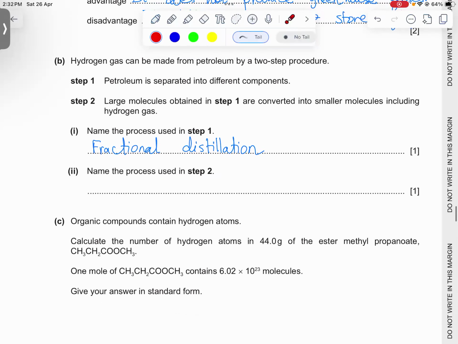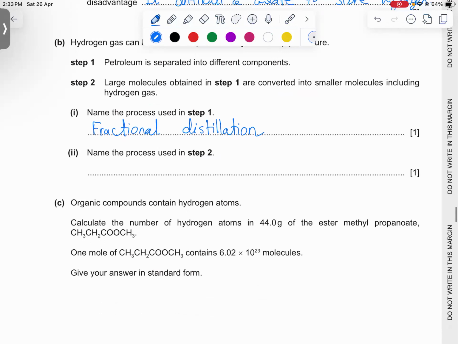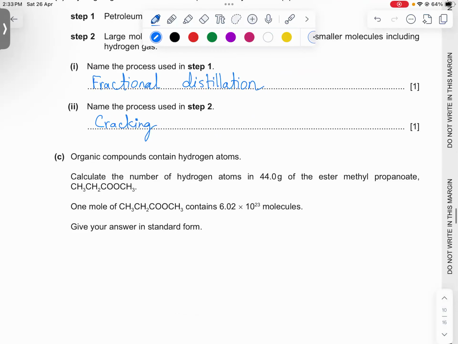Next question, name the process used in step 2. Large molecules obtained in step 1 are converted into smaller molecules, including hydrogen gas. So they are breaking large molecules into smaller molecules and hydrogen. That was called cracking. We usually do cracking of large chain alkanes to produce smaller alkanes. It requires a catalyst, but you don't have to write catalytic. You can just write cracking.